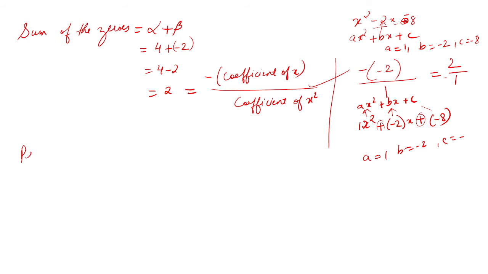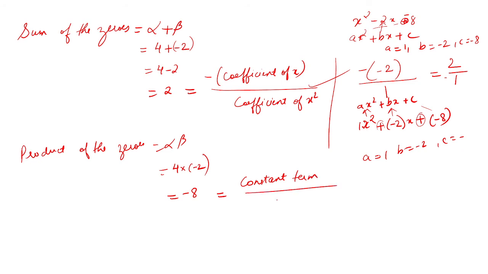Next, we have to go with the product of the zeros. For the product of the zeros, the formula is alpha into beta, which is 4 into minus 2, so this is going to be equal to minus 8. Before you proceed, you have to check this. The formula is: the product of zeros is the constant term divided by the coefficient of x squared. Remember this formula, okay? Let's check whether the constant term by coefficient of x squared is equal to minus 8 or not. What is the constant term over here, which is c? It is minus 8. And the coefficient of x squared is 1. So minus 8. That means this is correct.